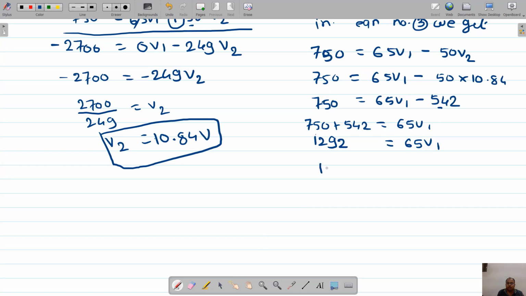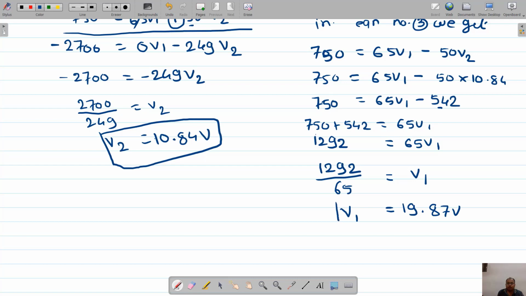Okay. Now let us finally calculate the value of V1. So V1 can be calculated as 1292 divided by 65 will be giving you the value of V1. So let us divide it by 65. It is coming as 19.87. Therefore, the value of V1 is coming as 19.87 volts.